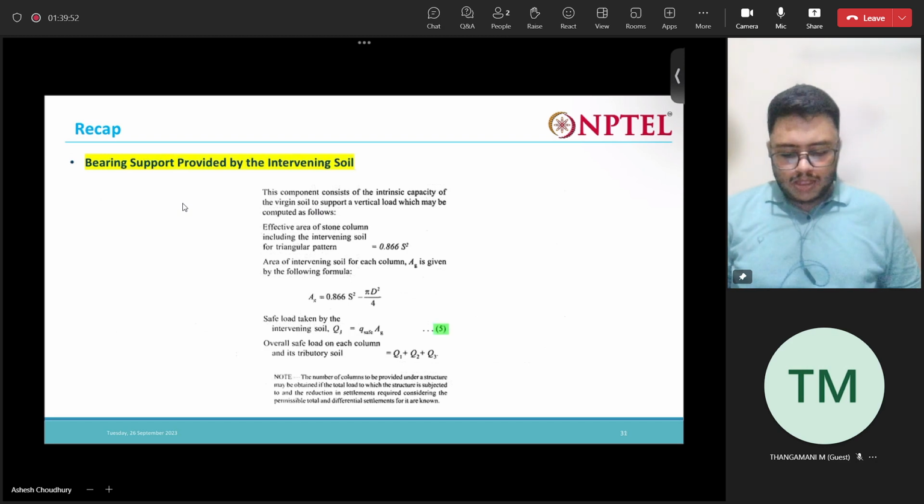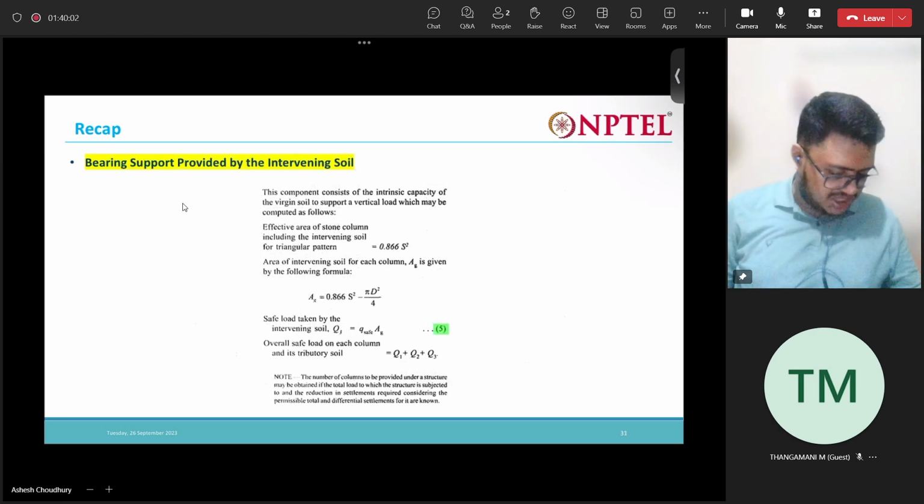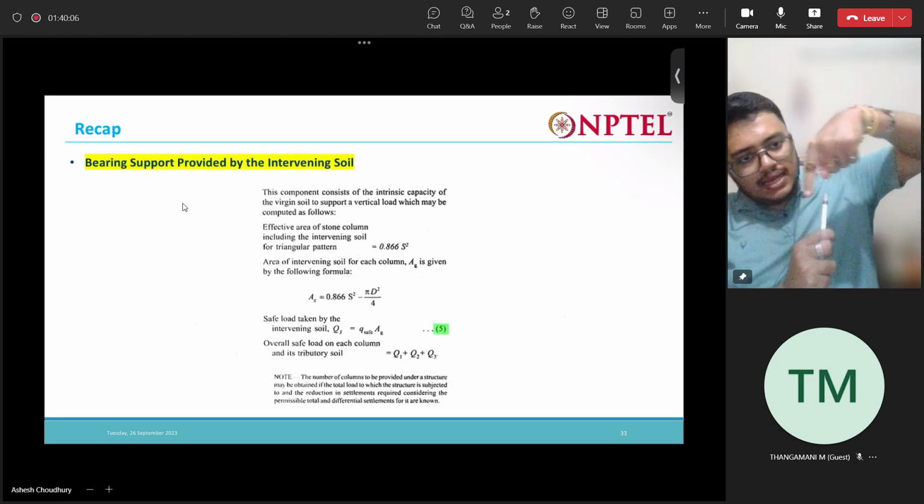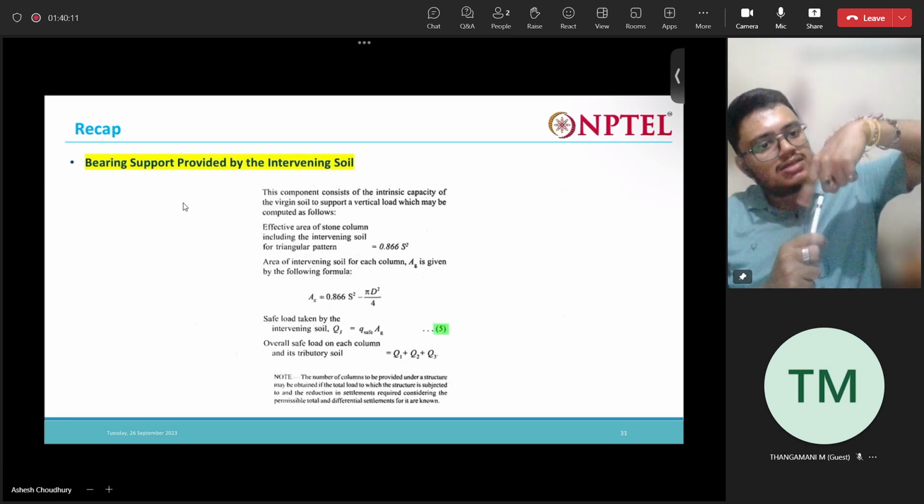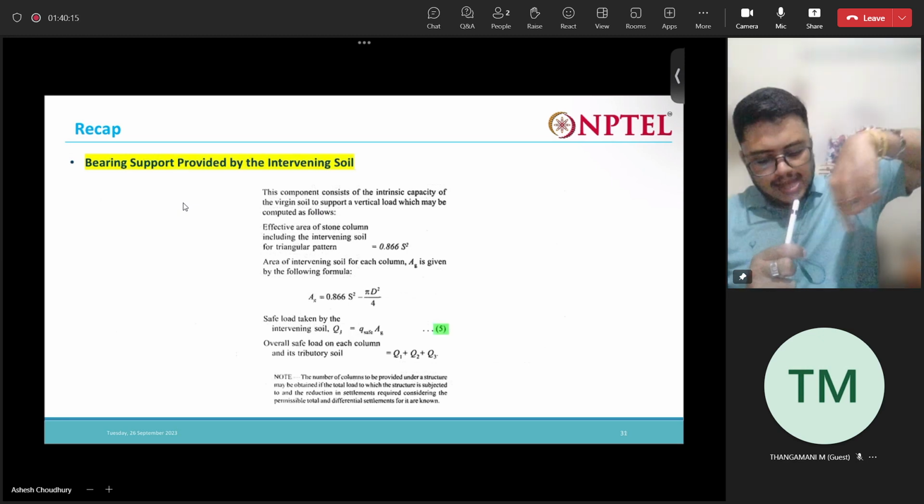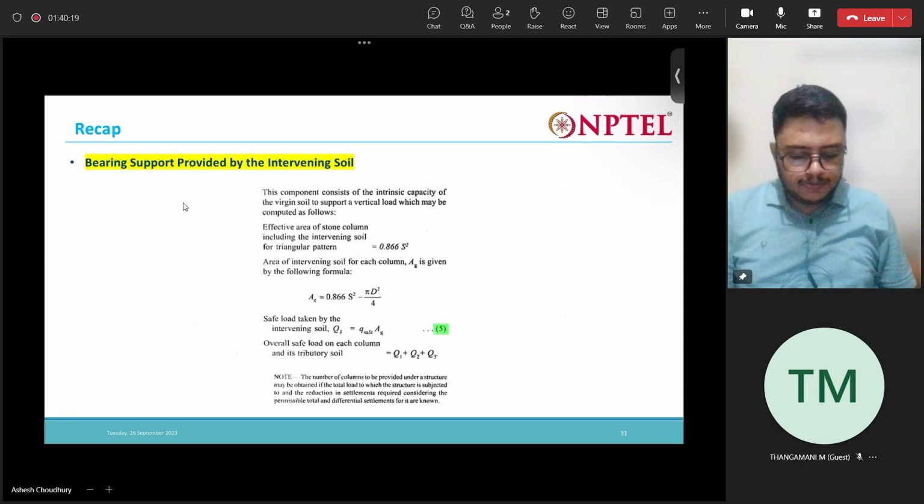As it is written here, the component consists of the intrinsic capacity of the virgin soil to support a vertical load, which may be computed as follows. It's nothing but Q safe into Ag. And what is Ag? Ag is nothing but the area of the surrounding soil. So what will be the area of the surrounding soil? That is nothing but unit cell area minus the area of this stone column.